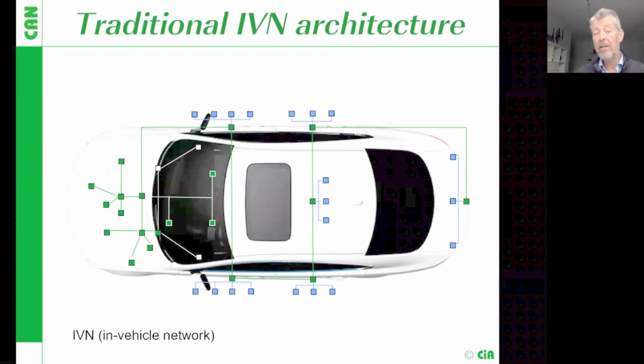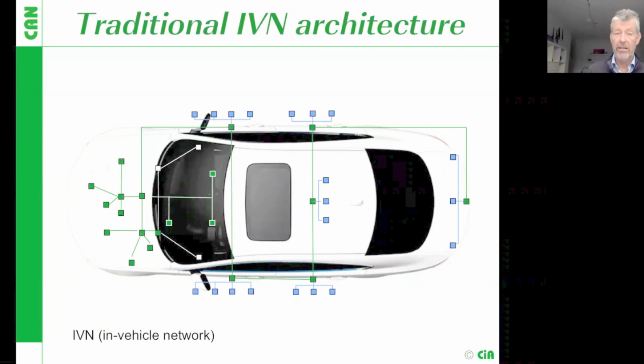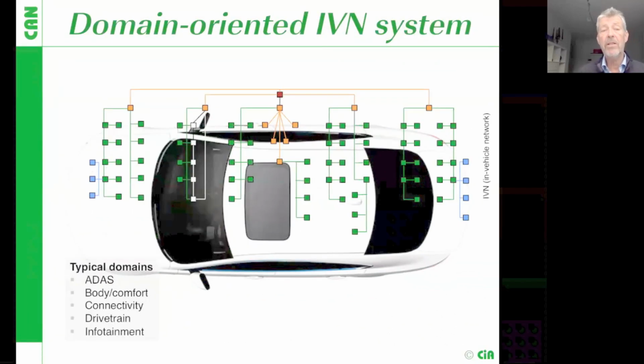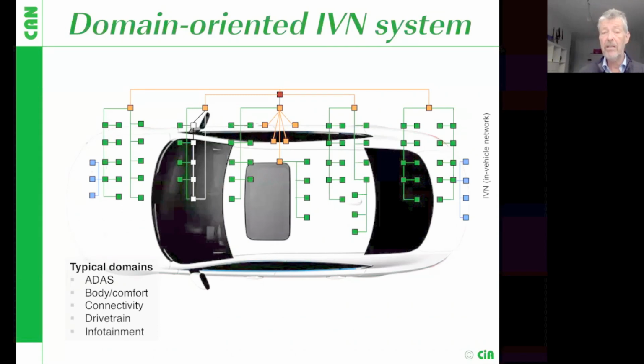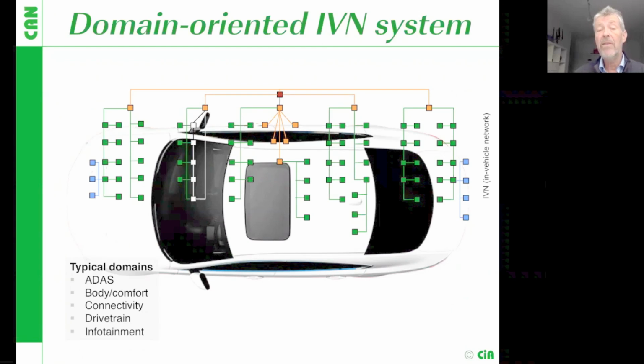Beginning of this millennium, there was a new trend. The new trend was named domain-oriented in-vehicle network system. Typical domains, and this was a software approach, were advanced driver assistance systems, body comfort, connectivity, powertrain, etc. This was a good idea because you could simplify the system architecture and the software.